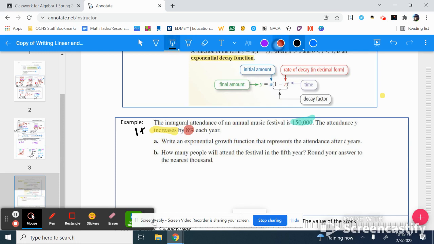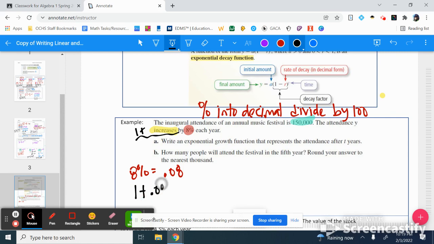So if I take all this knowledge that I have, the first thing I want to do is change 8% into a decimal. Please be careful. Remember to turn a percent into a decimal, you divide by 100. Most people will put 0.8 here, and that is incorrect. 0.8 equals 80%. So if I take 8 and divide it by 100, I get 0.08. Because of this word increases, what I really need to do is 1 plus 0.08. So what I'm going to be multiplying by every single time here is 1.08.